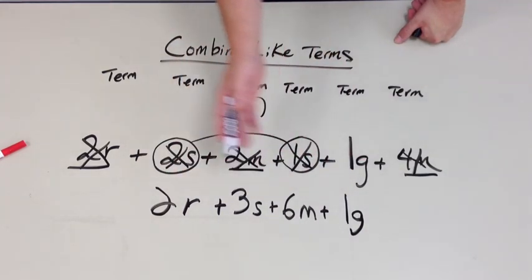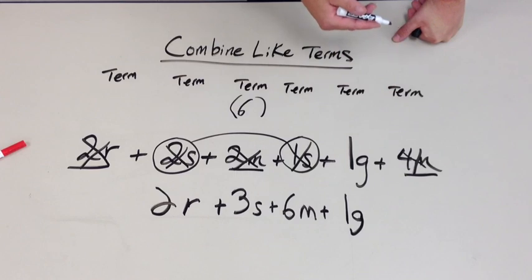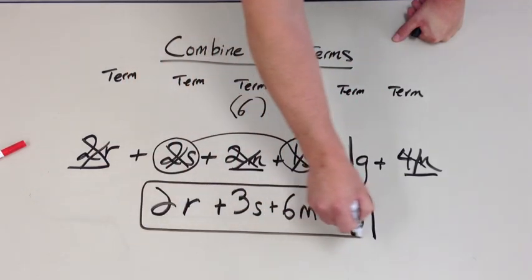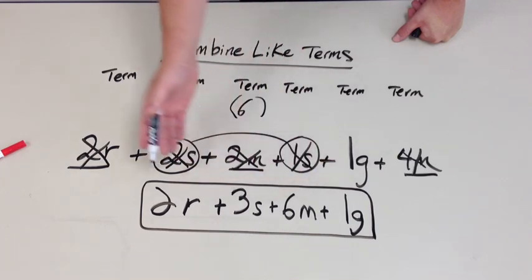So I did what I could do. I combined all the things that are similar. So this is what I end up with. Why can I not put these together?